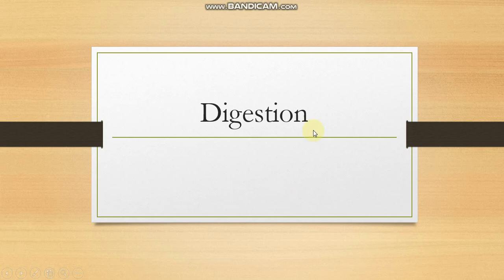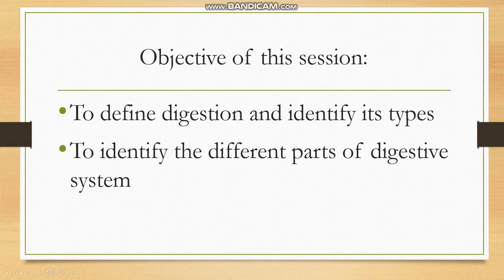Hello, dear students. Today we will explain about digestion. Okay? The objectives of this session are: first, we want to define digestion and identify its types. Second, we want to identify the different parts of the digestive system. Okay? So let's first talk about digestion.